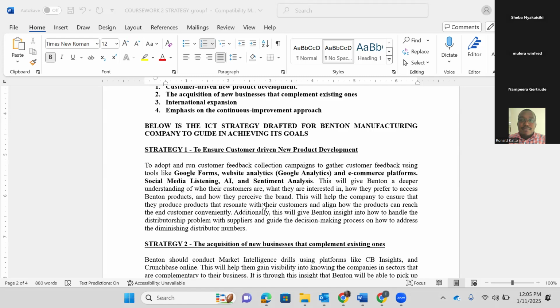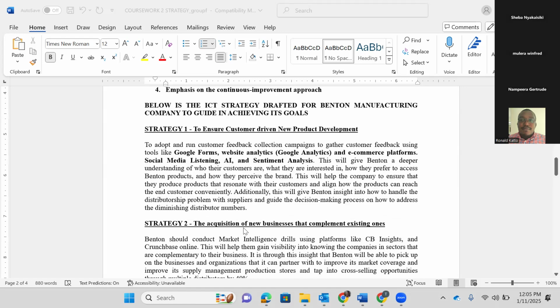This will help the company to ensure they produce products that resonate with their customers and align how the products can reach the end customer conveniently. Additionally, this will give Benton insight into how to handle the distributorship problem that they are facing currently with the suppliers and guide the decision-making process on how to address the diminishing distributor numbers.